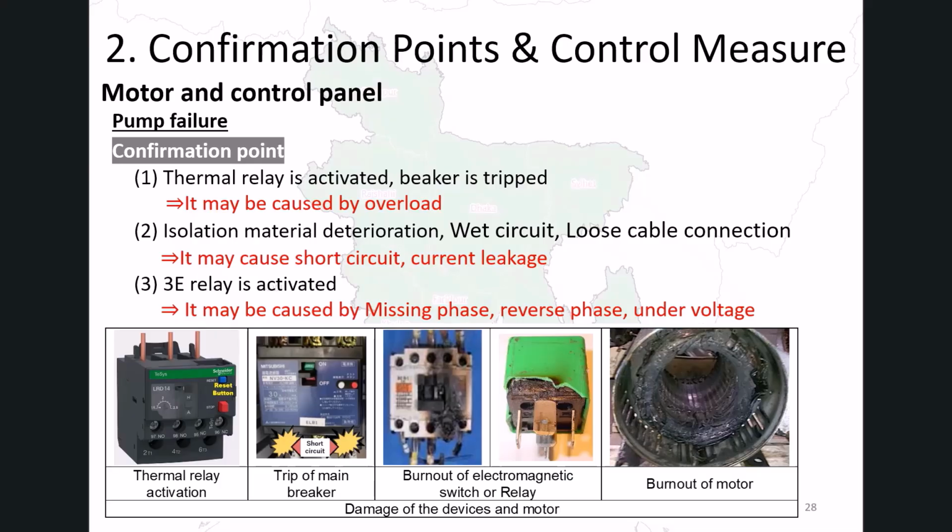Deteriorated insulation, water ingress, or loose cable connections can reduce insulation resistance, causing short circuits or current leakage, which may result in burnout of the electromagnetic switch or relay. The third, 3E relay activation. The 3E relay monitors 3 abnormalities such as missing phase, reverse phase, and undervoltage. It automatically shuts down the system when any of these are detected, protecting the motor and pump from further damage.